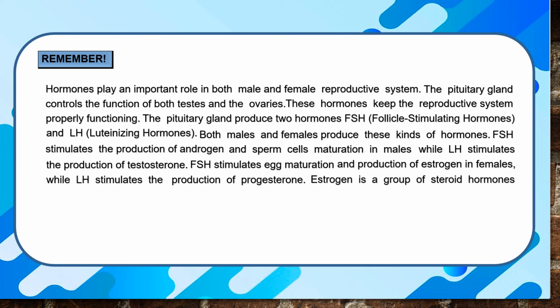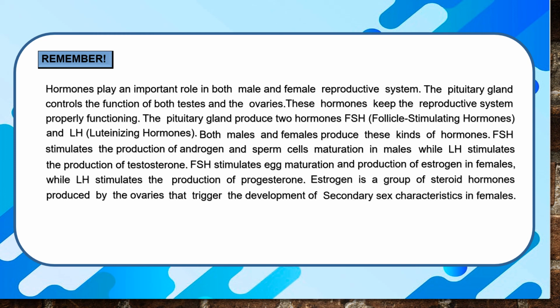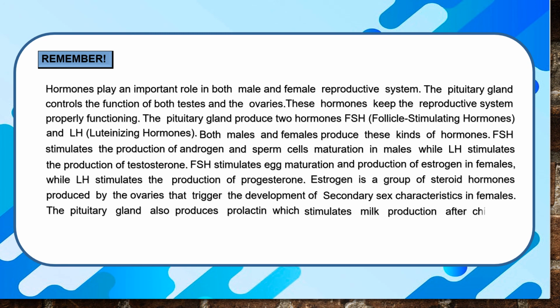Estrogen is a group of steroid hormones produced by the ovaries that trigger the development of secondary sex characteristics in females. The pituitary gland also produces prolactin, which stimulates milk production after childbirth, and oxytocin, which stimulates milk letdown during sucking.